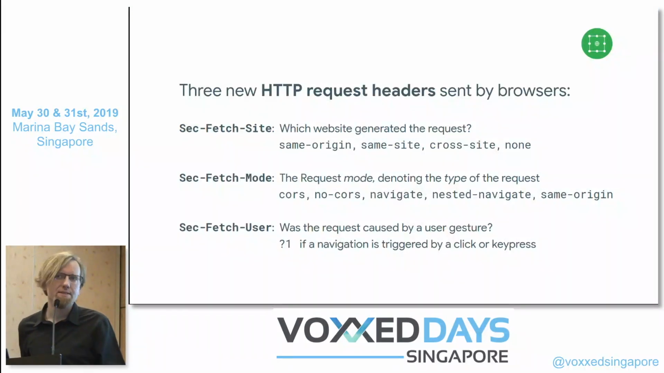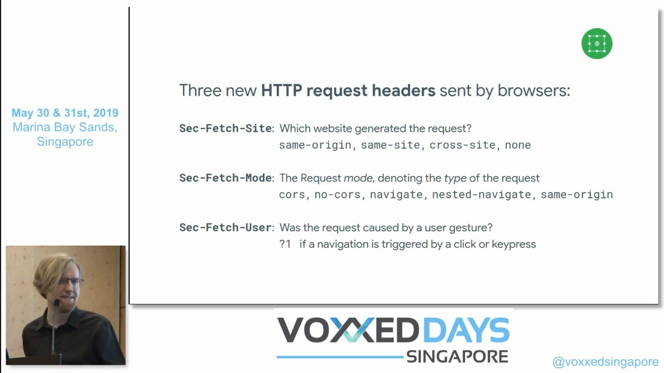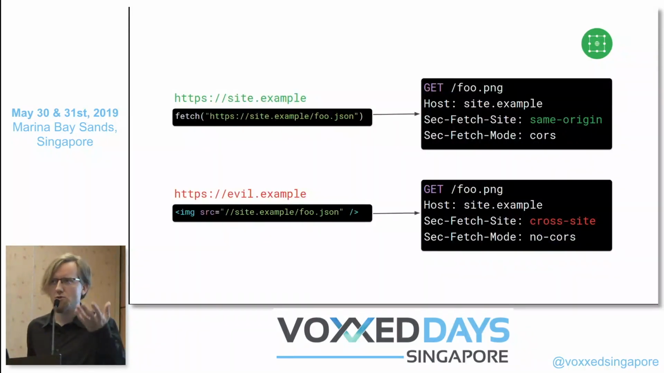The first one is called Fetch Metadata Request Headers, and what they do is fairly simple. Fetch Metadata Headers annotate every request that a web browser is sending with some extra security information that allows the server to accept or reject the request based on that data. So these headers will tell the server which site generated the request, what type the request is, which is called Sec-Fetch-Mode, and whether there was a user interaction that led to the creation of that request. So it's best to show you an example of this.